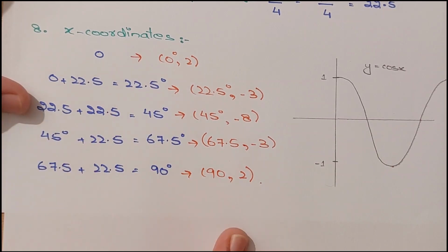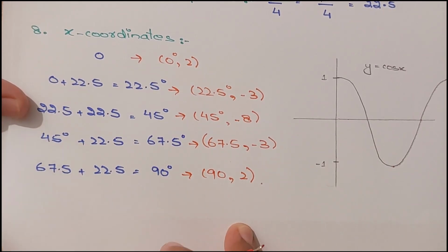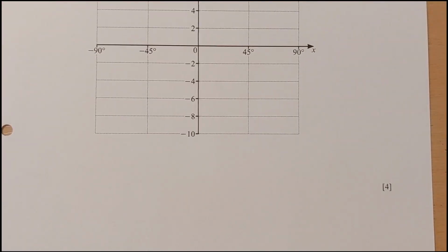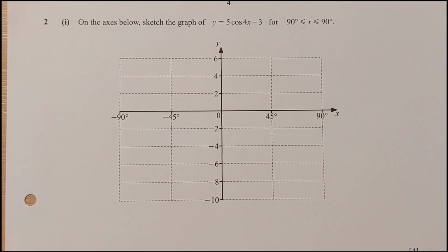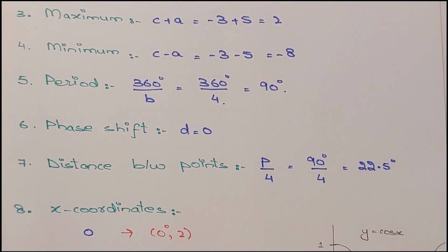Now we have these points. Let me sketch the points on the grid. Okay, so this is a given grid. As we know, the first point, let me plot the first one. You can see the first point is 0 and 2.